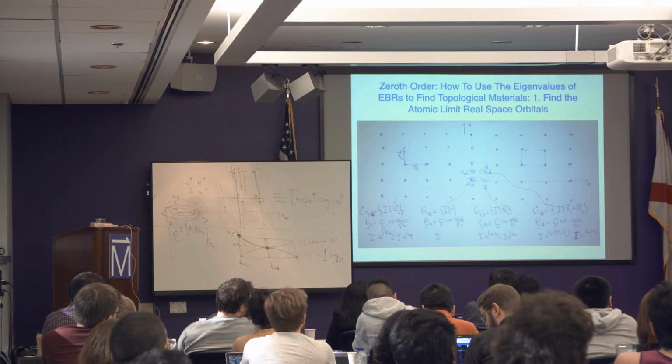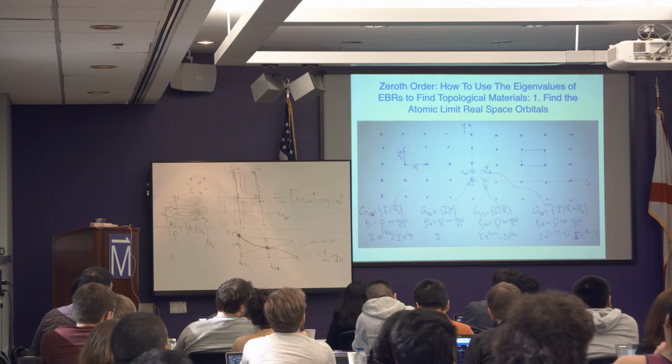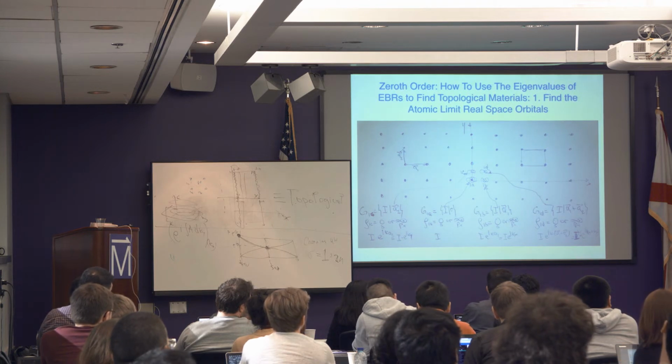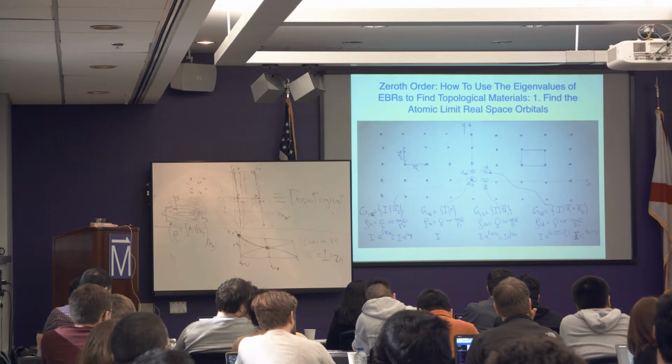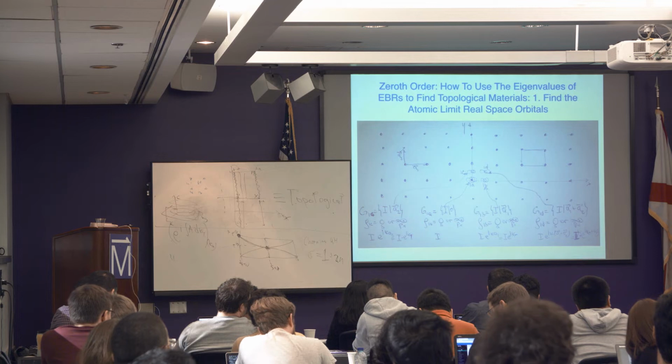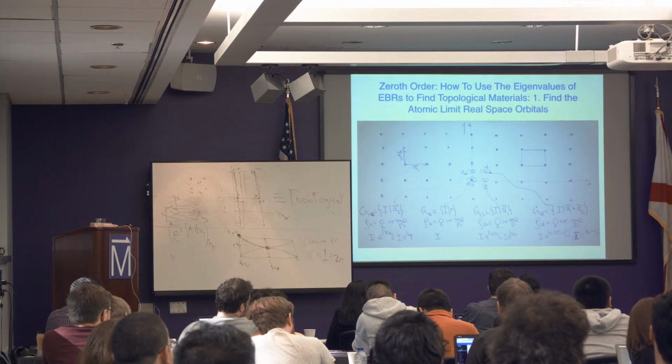I mean, these are tabulated. Now you take your DFT program and you compute the bands, some set of bands, whatever set of bands you want. You compute the bands, and then you ask, can they be written in terms of atomic limits or not? And if they can't, like this one, they're topological.